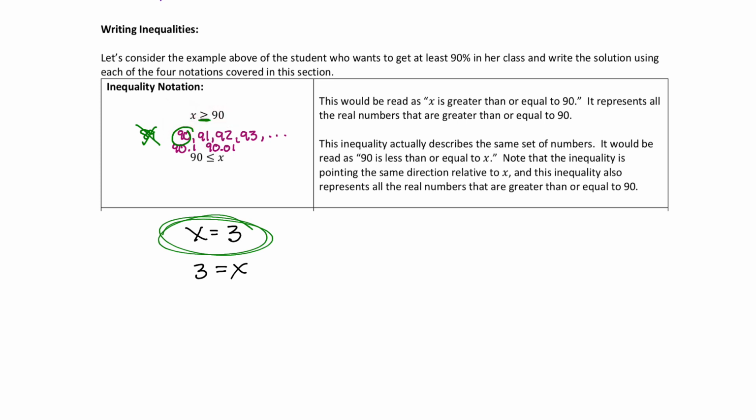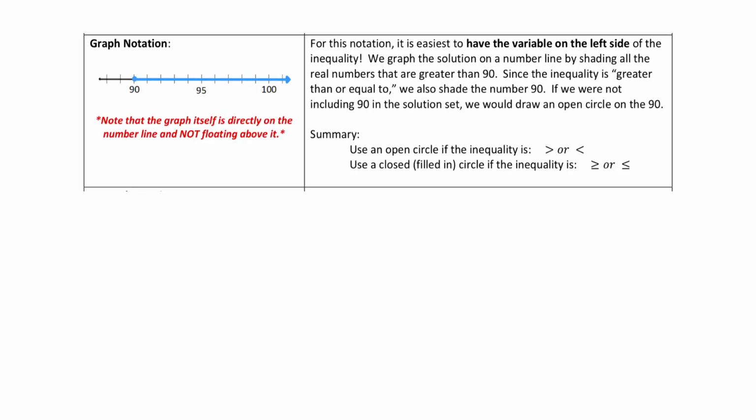Okay? All right, let's look at the next type. This is graph notation. This is the visual way of representing what we did on the other page. So the other page is x is greater than or equal to 90. All right, so the blue arrow you see is exactly x is greater than or equal to 90.